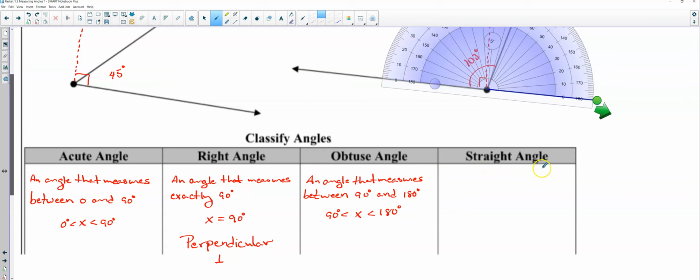Then the other one is a straight angle. The straight angle is basically a line. It's called a straight line, right? Which are opposite rays. These are opposite rays. Let's put it because we already learned what opposite rays were. Opposite.